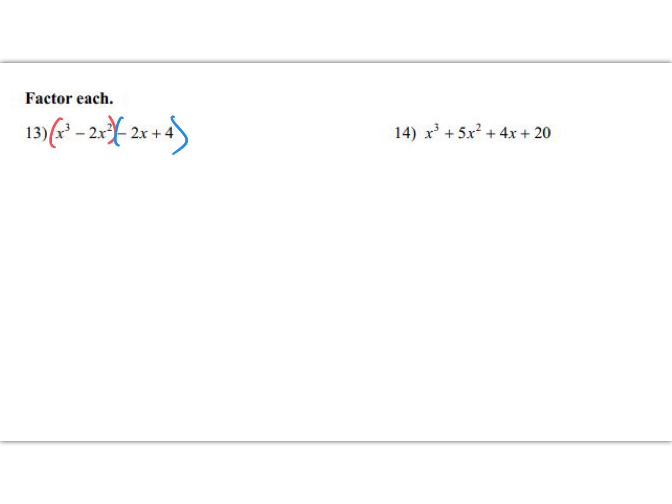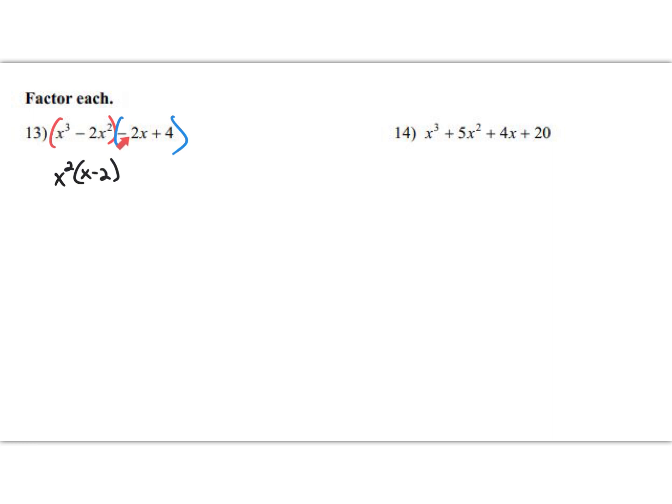This has an x to the third and an x squared. So we're going to factor out an x squared. You can always factor out the variable with the lowest exponent. Well, if we factor that out, what's going to remain is the 1x here and the minus 2 here. So that would be x minus 2.